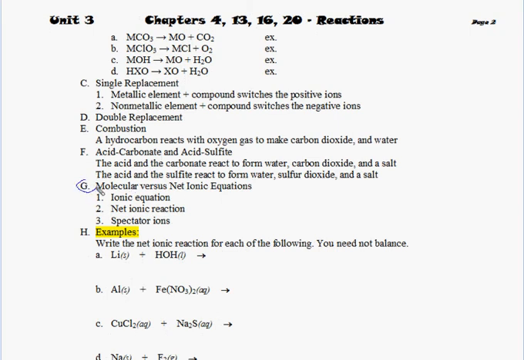looking at molecular versus net ionic. A molecular reaction is everything that you've basically seen so far. So perhaps there was some lithium carbonate and you were able to watch it decompose into lithium oxide and carbon dioxide. A molecular reaction takes that. You'll notice that every single compound is present.